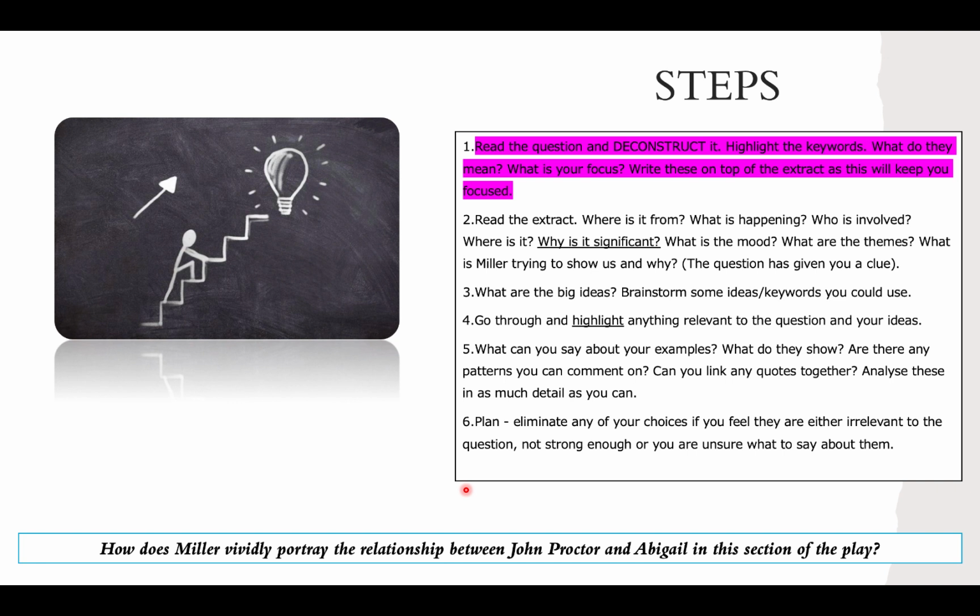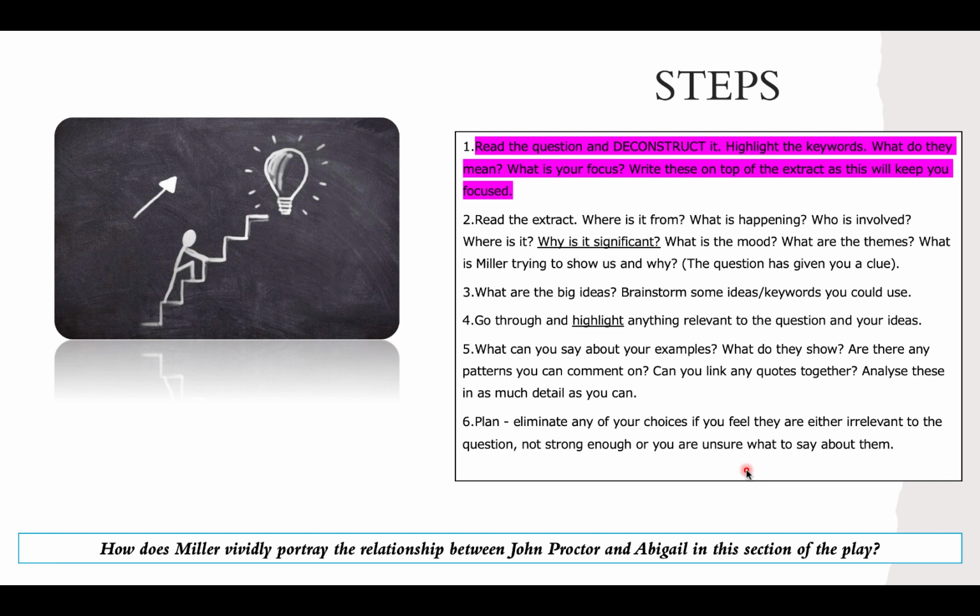So let's just have a think about the steps that you should go through. You have your extract in front of you, you have the question, what should you do? The first thing that you should do is read the question, deconstruct it. That means pull it apart, pick out the keywords, think about what those words mean. So you want to highlight those keywords, think about what your focus is. You need to know that before you start looking at the extract. It's sometimes a good idea to just write these on the top of the extract or on a piece of scrap paper next to you. It will just help to keep you focused.